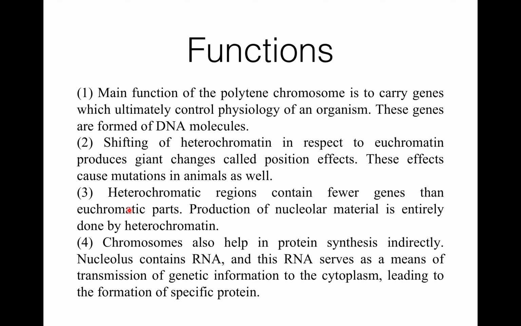The third function is that the heterochromatin region contains fewer genes than the euchromatin parts. Production of nuclear material is entirely done by heterochromatin. Chromosomes also help in protein synthesis indirectly. The nucleus contains RNA, and this RNA serves as a means of transmission of genetic information to the cytoplasm, and it leads to the formation of specific proteins. So these are the functions of polytene chromosomes.